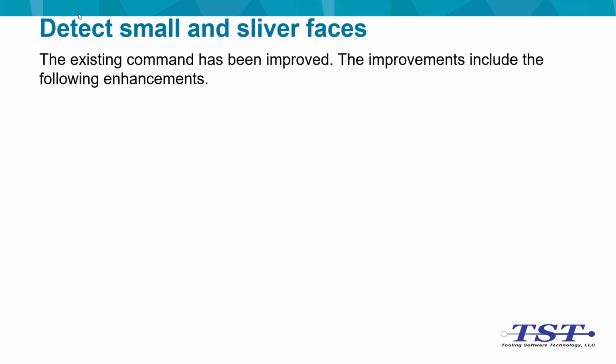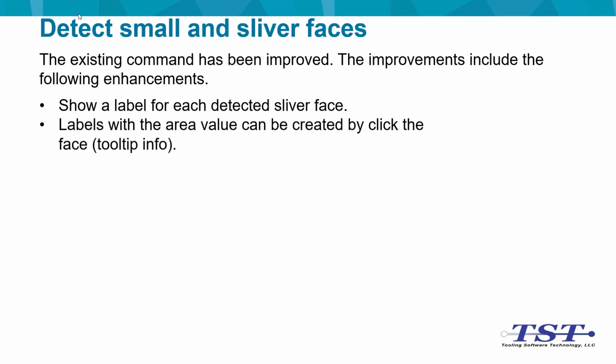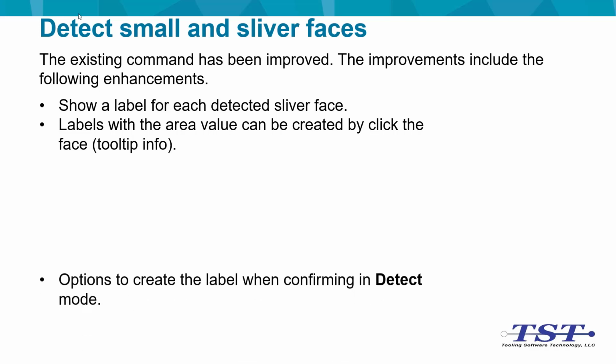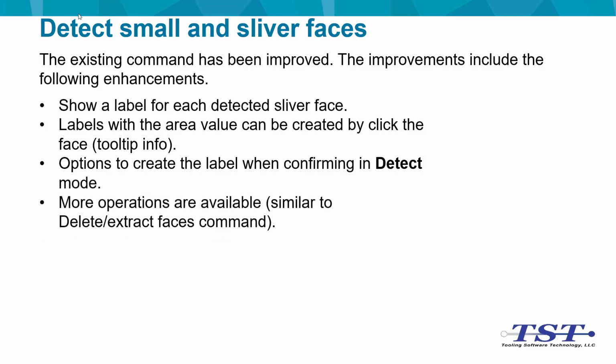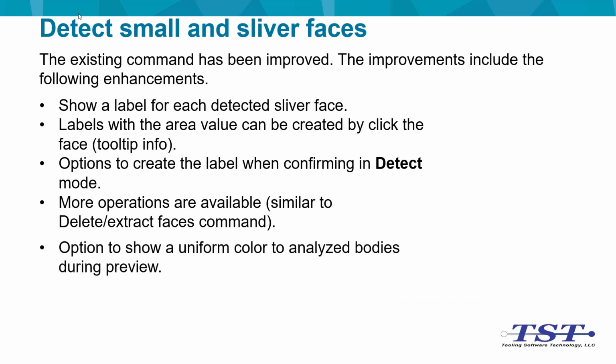Detect small and sliver faces. This command, which was existing, has had some improvements to it. When you're using sliver faces, you now can display a label for each sliver face. The label area can be created by clicking on the face type info as well. So you have an option to create a label and confirm the detect mode, and you have more options available for similar delete extract faces within this command as well.